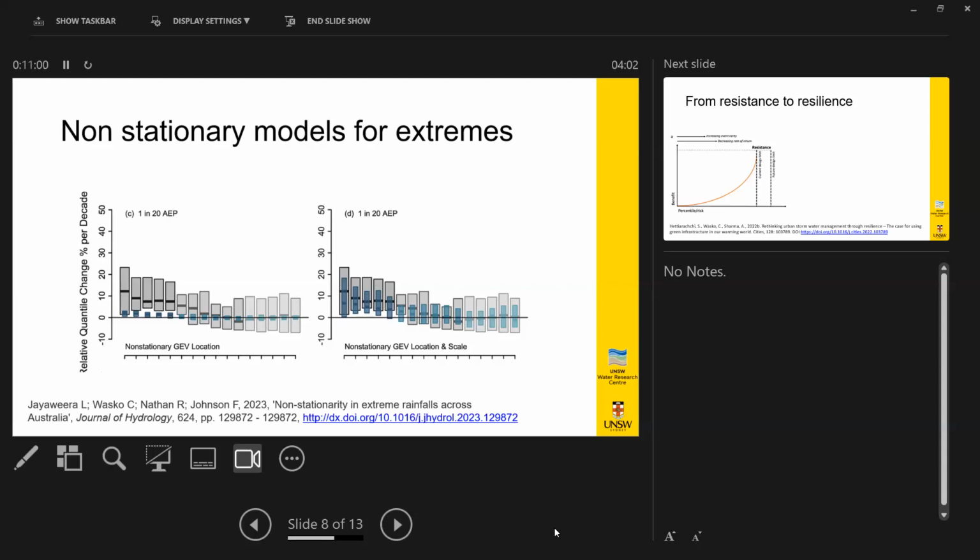And so a lot of this work has looked at AIC measures to say, well, we don't have justification for more complex model structures. But when we bring in information from climate scientists, then I think we get the argument that we should start to think about more complex model structures.